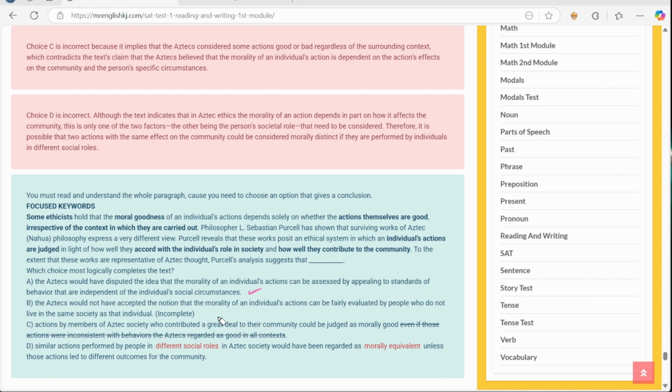But let's take a look at the others as well. Aztec would not have accepted the notion that the morality of an individual action can be fairly evaluated by people who do not live in the same society. Well, it is incomplete. It's not giving a proper answer. If this option wasn't there, then we might consider this, but we don't need to. Actions by a member of Aztec society who contributed a great deal to their community could be judged morally good, even if those actions were inconsistent. Well, we were not talking about inconsistent behavior here. So, wrong. Different social role, morally equivalent. No. As you can see, it is based on the way they contribute to society. So, it's not morally equivalent. It's always different based on the contribution. So, wrong. The first one is correct.